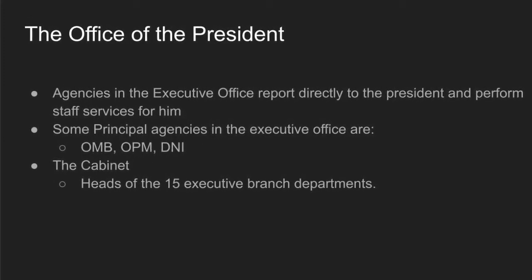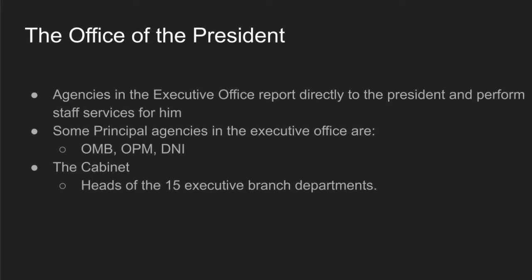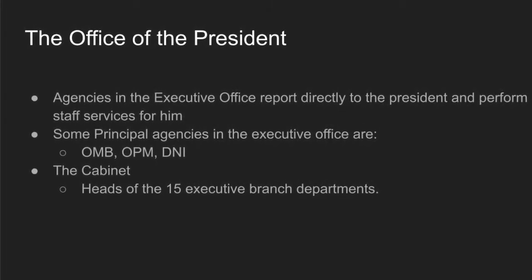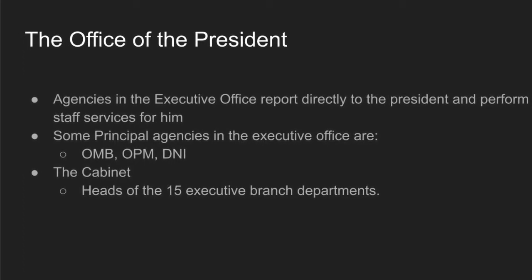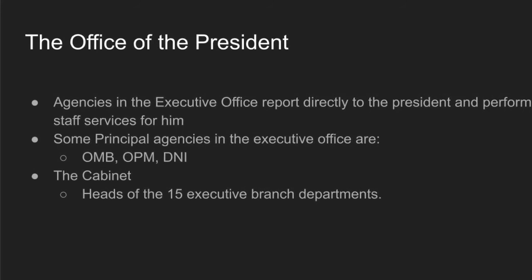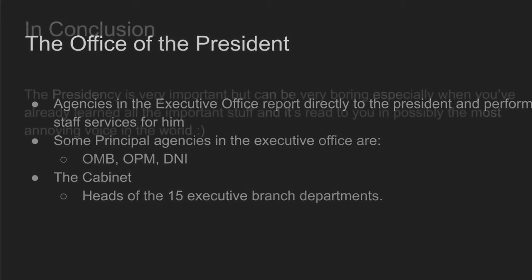Agencies in the executive office report directly to the president and perform staff services for him. They are not located in the White House. Some principal agencies in the executive office are the Office of Management and Budget, the Director of National Intelligence, and the Council of Economic Advisors. The Cabinet are the heads of the 15 executive branch departments.